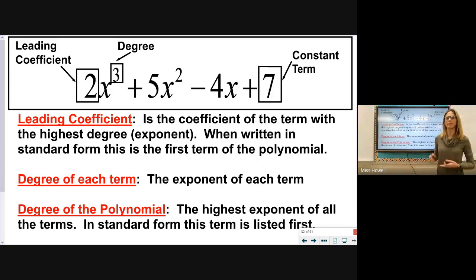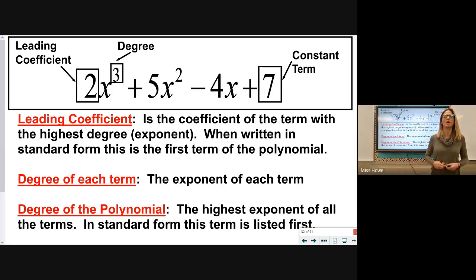So at this point, from previous learning, I should understand that all our basic vocabulary that goes along with a variable expression still applies. So there are terms, there are going to be like terms, there are going to be constant terms, and there will be coefficients, which are your numbers that are being multiplied with your variables.